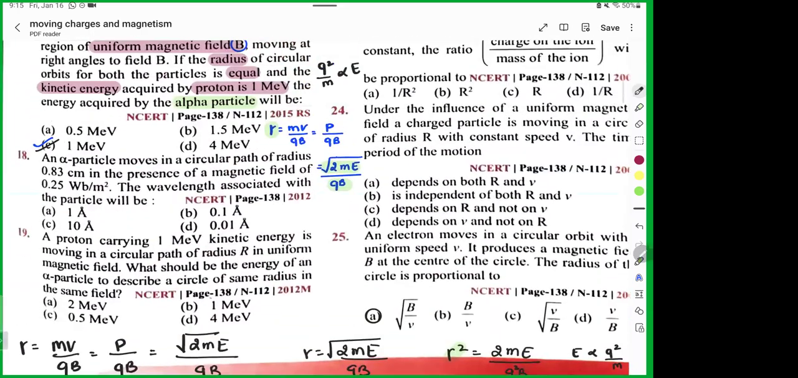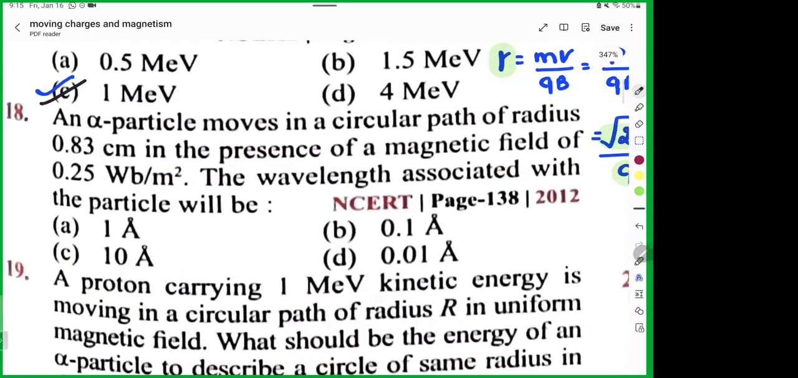It's okay if you are not able to solve this question. But you know every time they're asking the same thing. You have an alpha particle in a circular path of radius, in this magnetic field, and the wavelength associated with it. R is equal to mv by qB. You have to see what is given. In case of alpha particle, you know charge and mass. You have your R value, radius is ready. Your magnetic field is ready. You have to calculate wavelength.